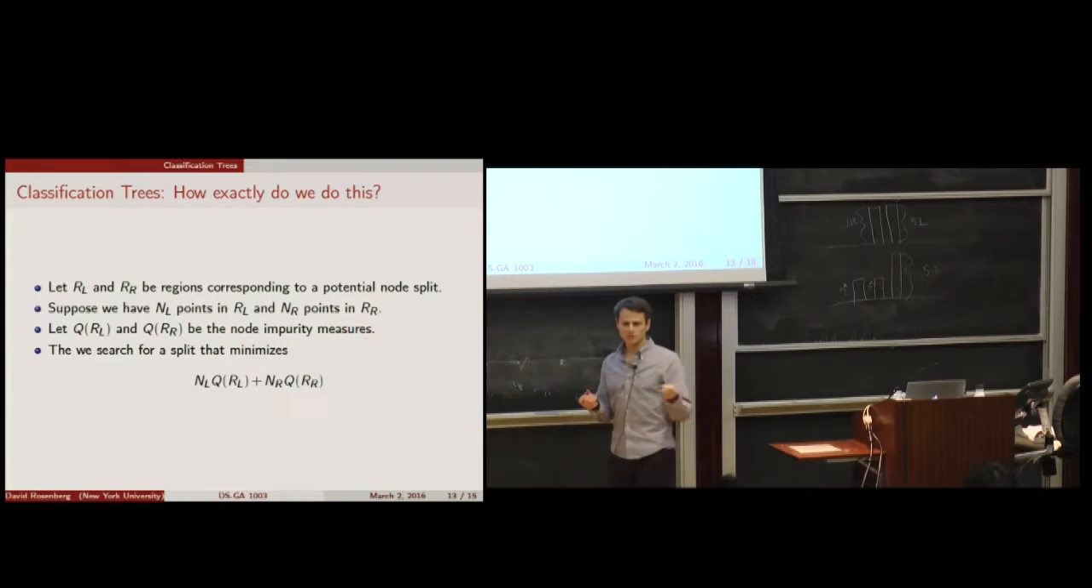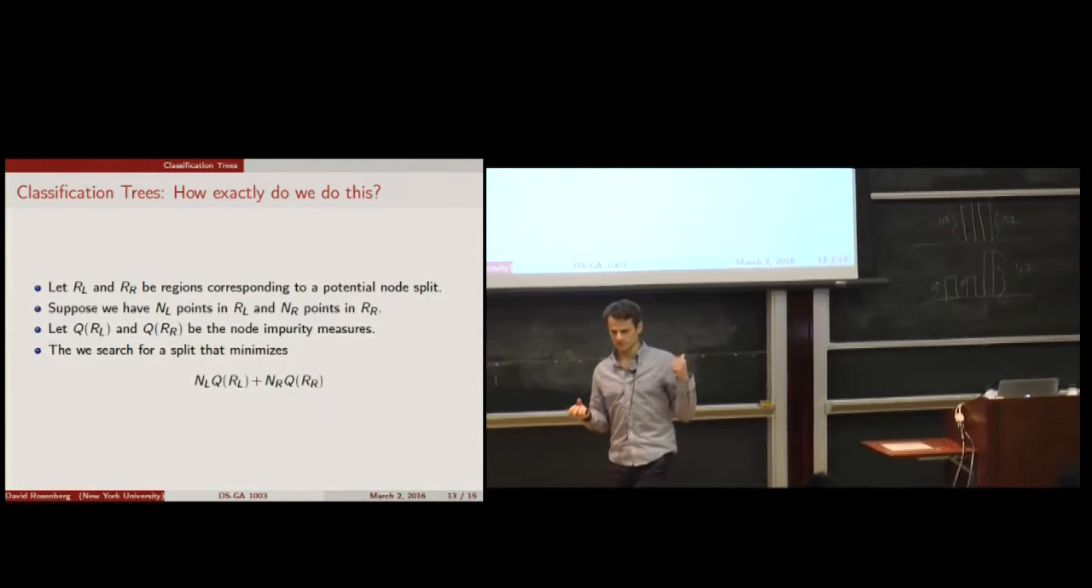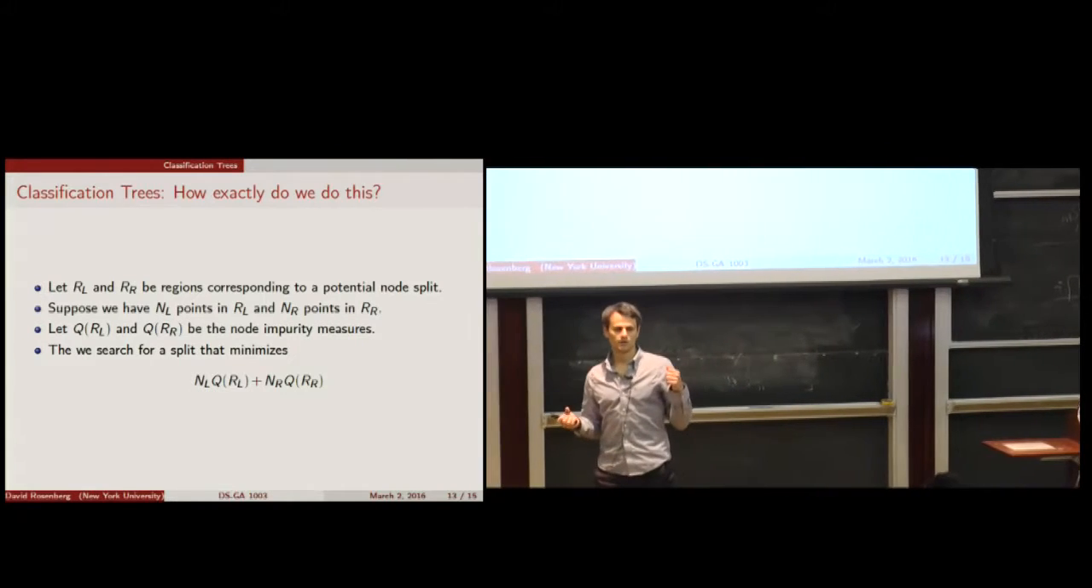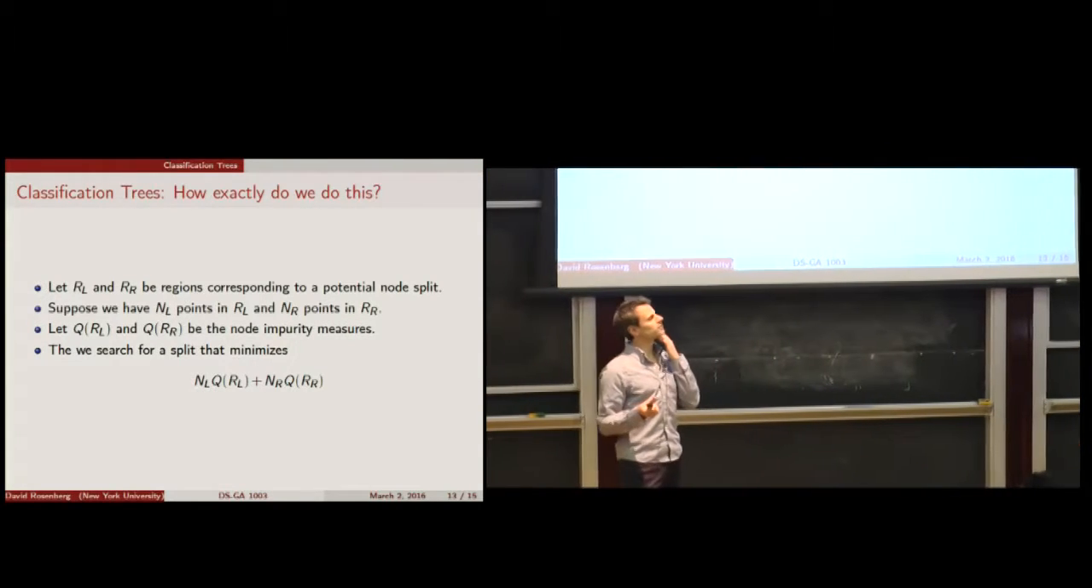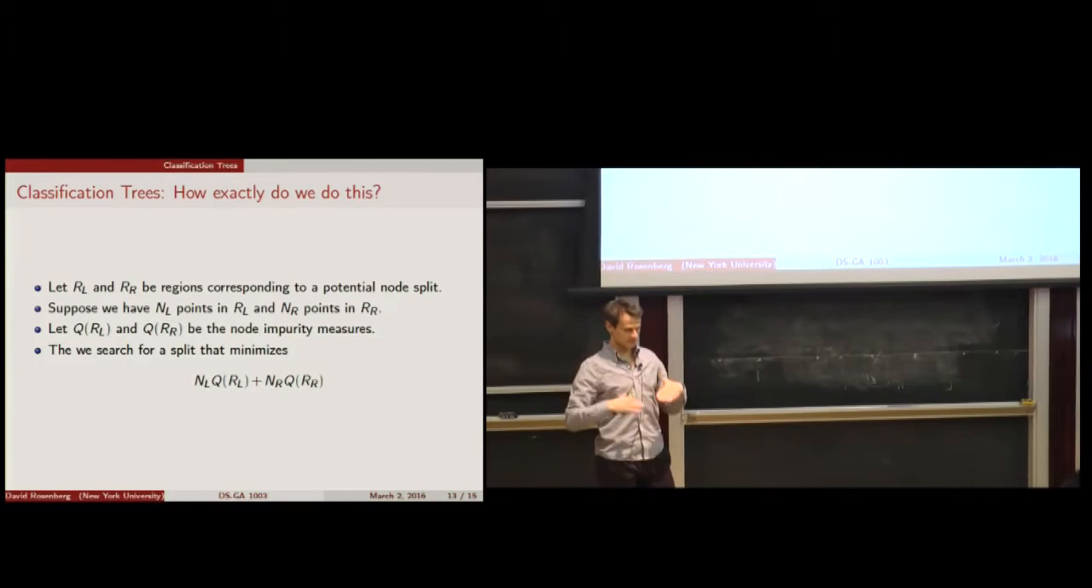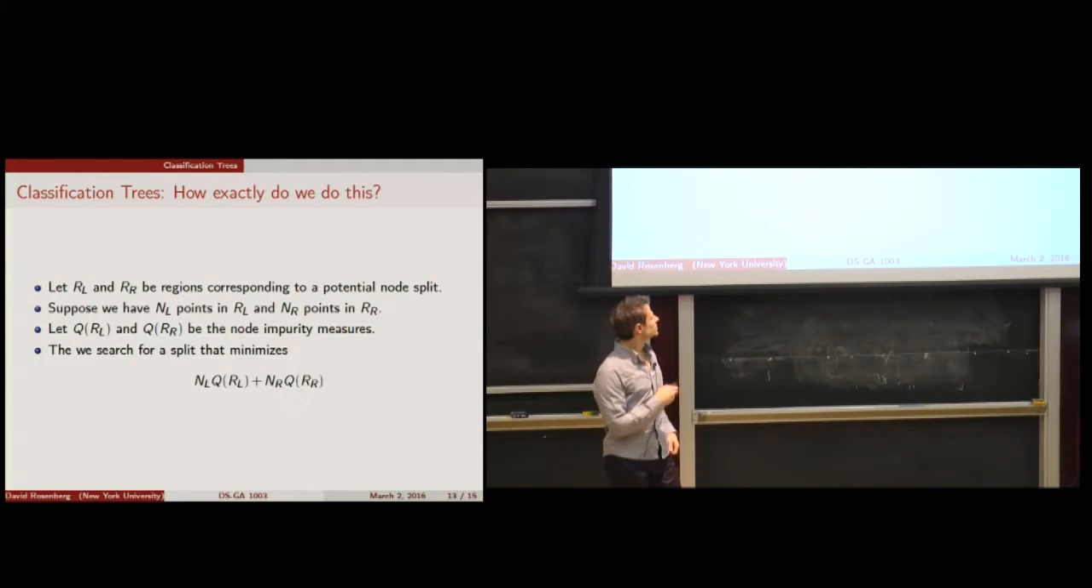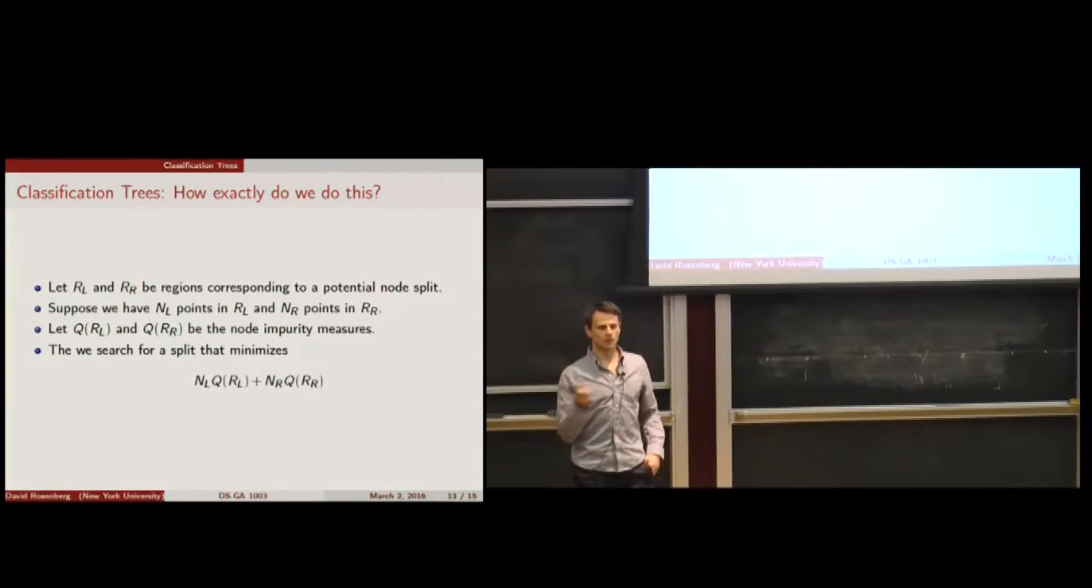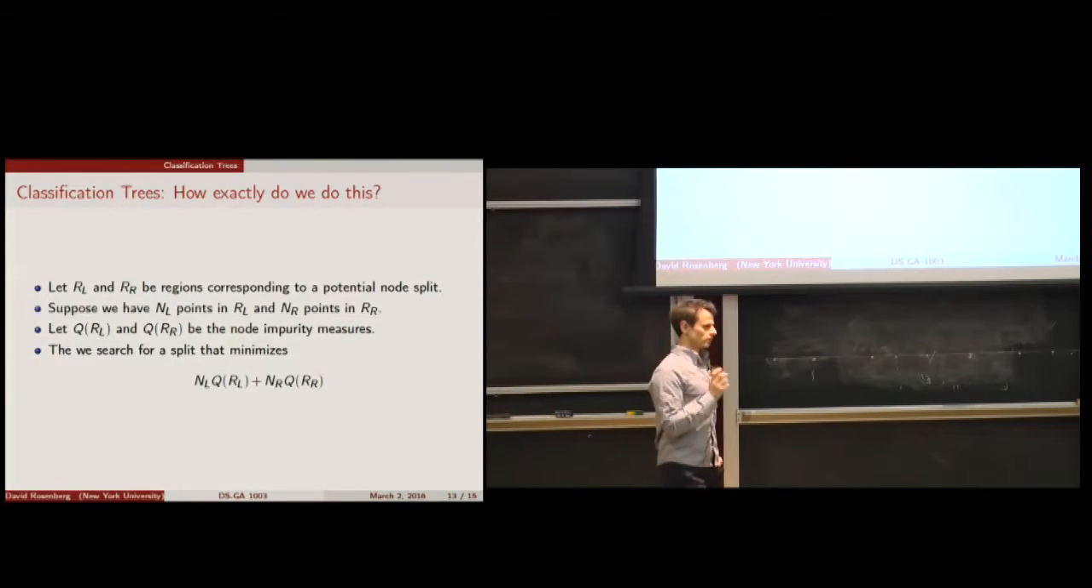And we search for a split that maximizes or minimizes this? Minimizes this because it's impurity, right. We want to minimize the entropy, minimize the misclassification rate. So we're going to minimize this over all splitting variables and all splitting points.